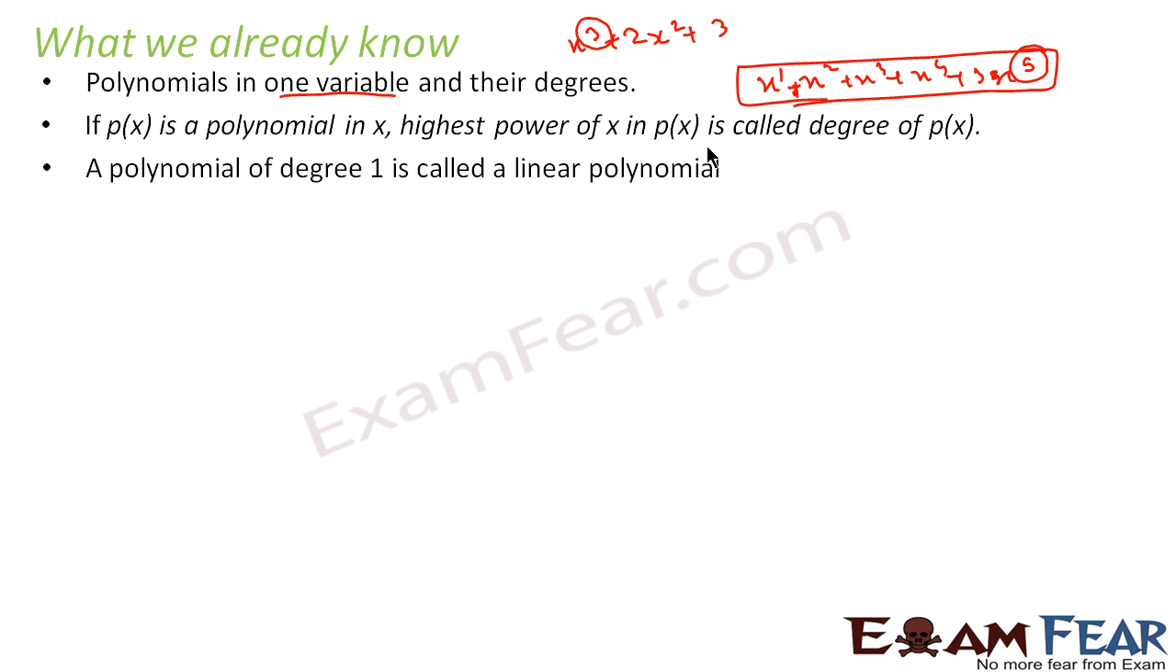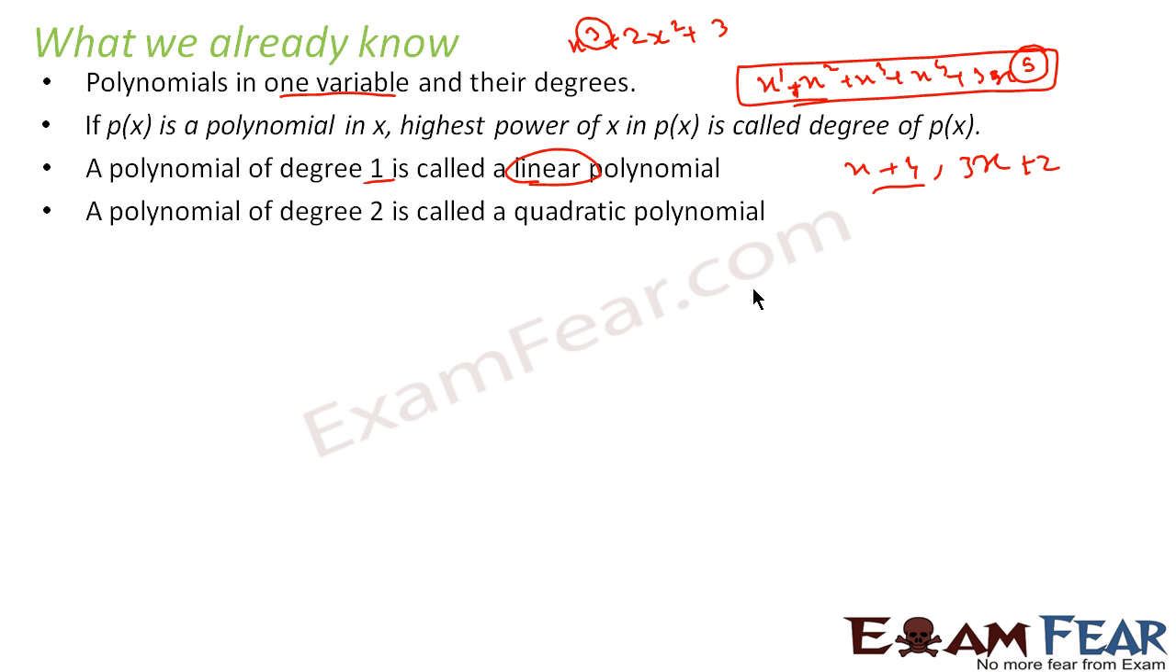Also, we know that a polynomial of degree 1 is called linear polynomial. For example, x plus 7, x plus 4, 3x plus 2, all these polynomials are of degree 1 and they are called linear polynomial. Also, a polynomial of degree 2 is called quadratic polynomial. For example, x square plus 2x plus 3. Why? Because the degree of the polynomial is nothing but the highest power of x in p(x). The highest power of x here is 2, so the degree of this polynomial is 2, and this is called quadratic polynomial.